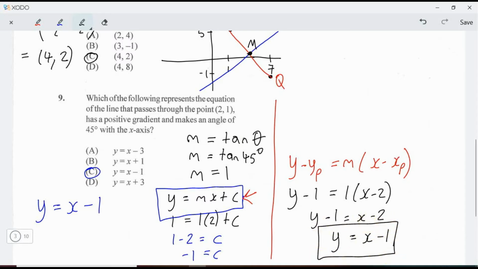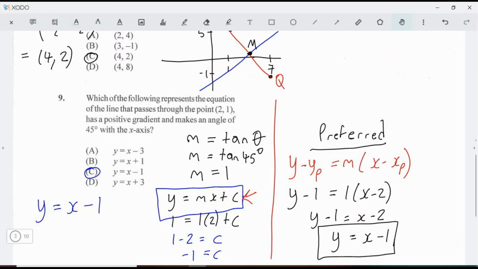Nice. Now, I prefer to use this way right here, and that is because we didn't find c and then resubstitute back into the original equation. So that's why I prefer this way right here. This is my preference, but I know many will prefer the y equals mx plus c.